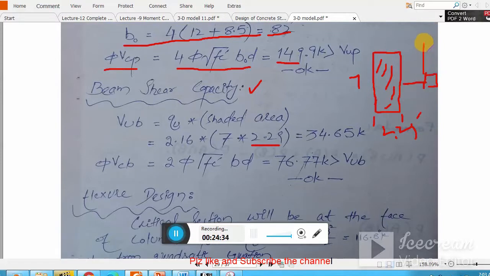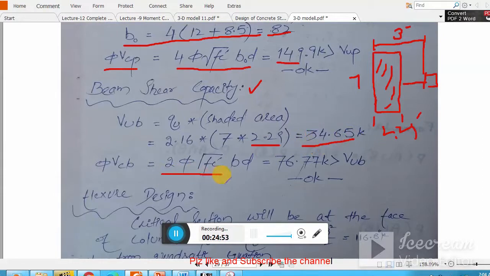Clear? And from the face of the column, this length is basically 3 feet. Remember, 3 feet minus this d. You just need to convert that d into feet. You got this 2.29. Now this is my Vu, that is my beam shear.